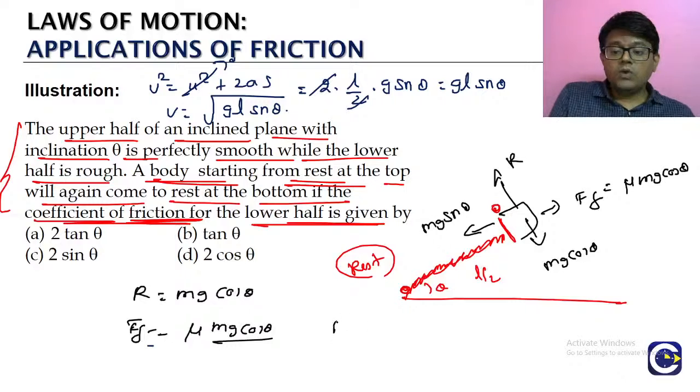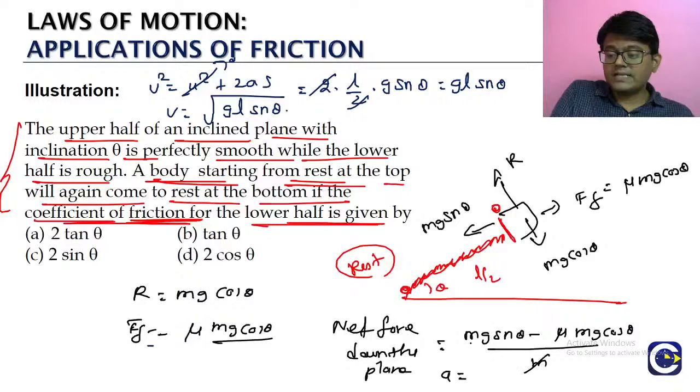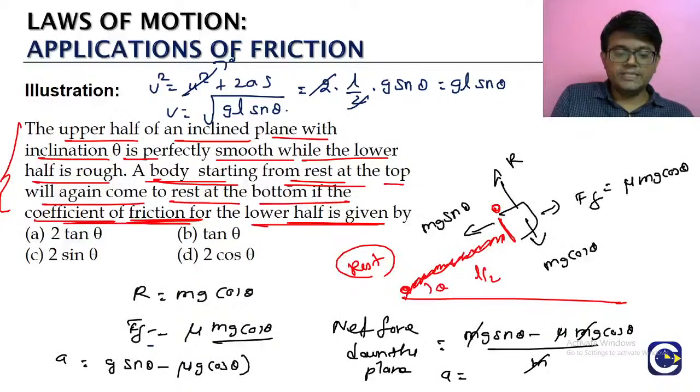Now what is the net force down the plane? It will be mg sin theta minus mu mg cos theta. Because of that, the acceleration will be, we have to divide this by the mass, right? So m is cancelled. So what is the acceleration? g sin theta minus mu g cos theta.